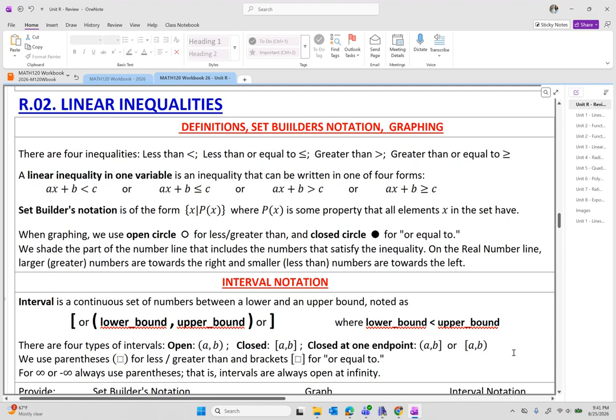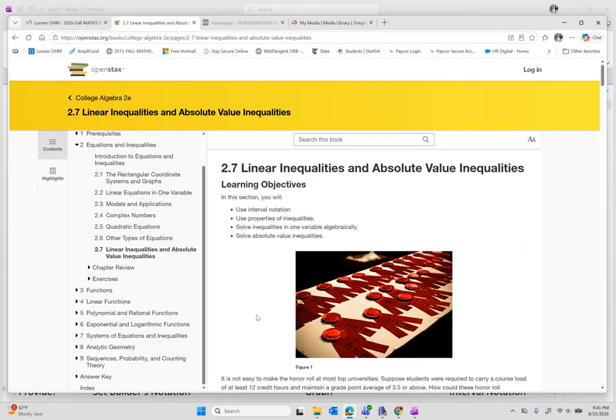In the second section of the review chapter of our College Algebra Open Educational Resource course, we will cover linear inequalities. As a reference, in OpenStax College Algebra 2nd edition, this is section 2.7, Linear Inequalities and Absolute Value Inequalities. In our review, we are only going to look at linear inequalities, so it is just that first part of section 2.7.